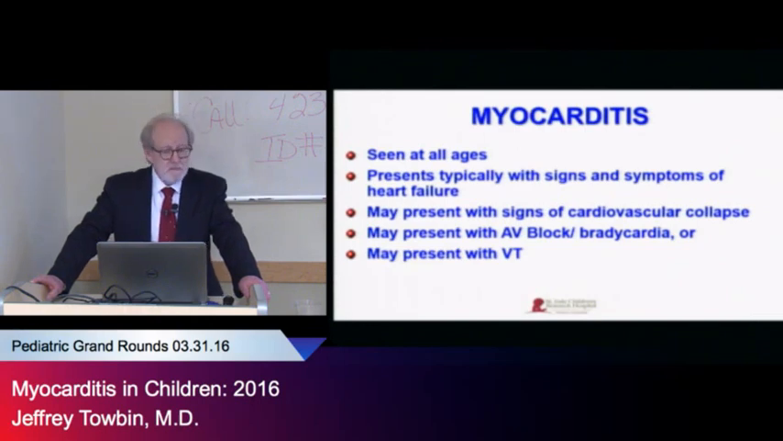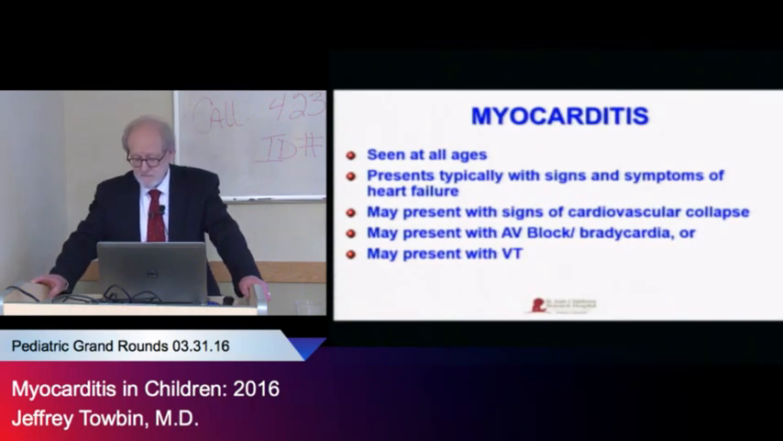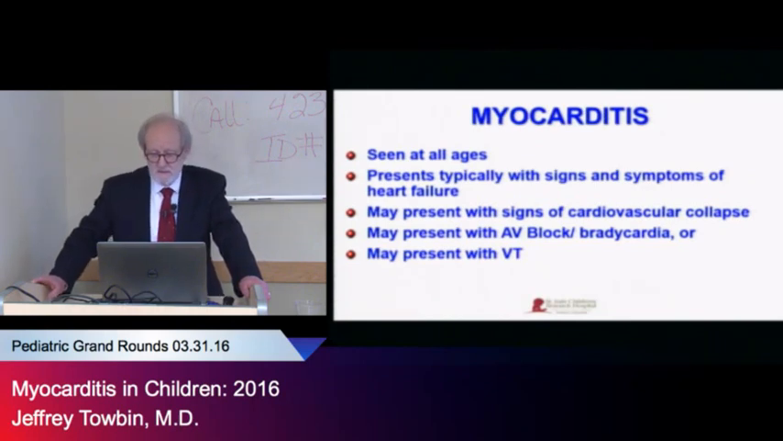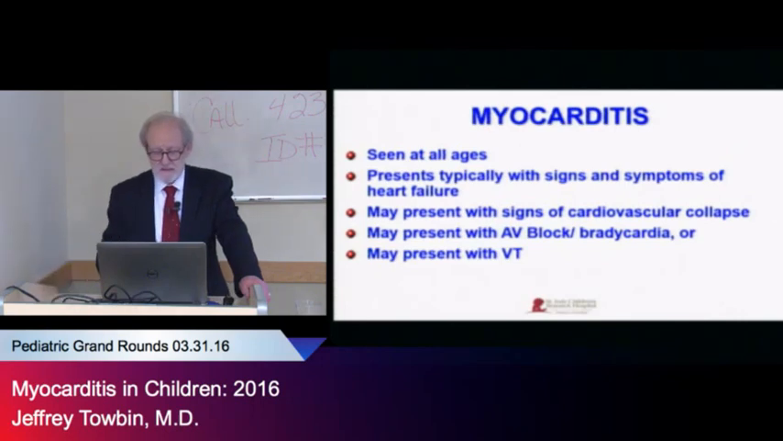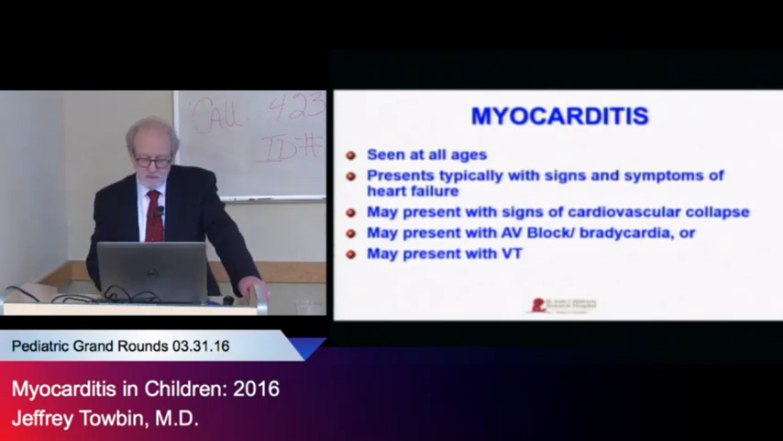So if mom has viral disease at the end of pregnancy, it's not uncommon to infect the placenta, and then the child gets infected and can come out already with myocarditis. And it certainly can be seen throughout childhood and into adulthood.